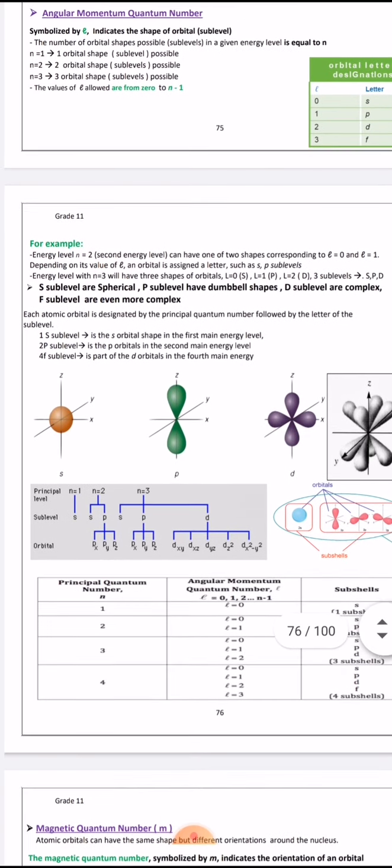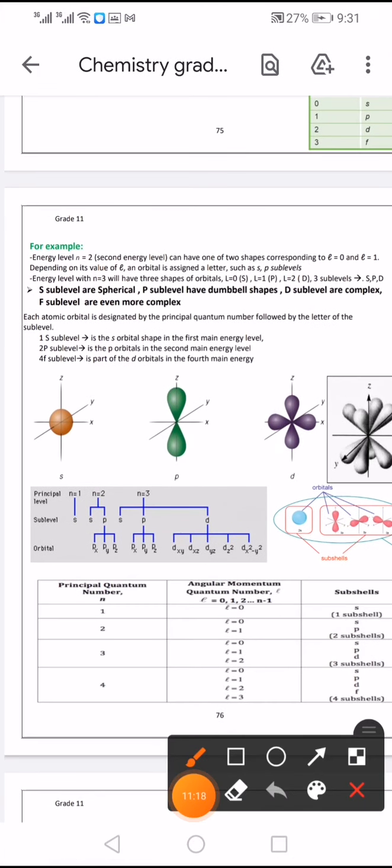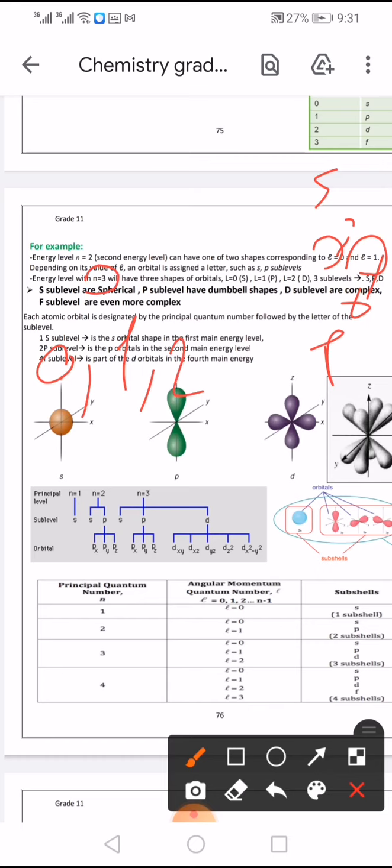For example, energy level n equal to 2 can have one of two shapes corresponding to L equals 0 and L equals 1. Depending on its value of L, an orbital is assigned a letter such as S and P sublevel. So 0 is S and 1 is P. When the energy level n equals 3, we have 3 sublevels, so we have 3 shapes of orbital. L is 0, 1, and 2, from 0 to n minus 1, so from 0 to 2: 0, 1, 2. S, P, D. 3 sublevels: S, P, D.